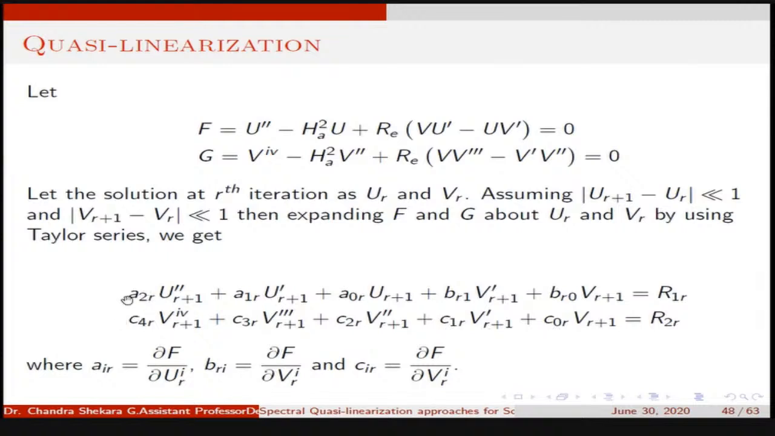Now you can check that a2r, a1r, the coefficients are completely at the rth iteration, so they are known values. And the right hand side r1 is a known value. Similarly, C4r, C3r, C2r, all these coefficients in the second equation are also at the rth iteration, so they are known.